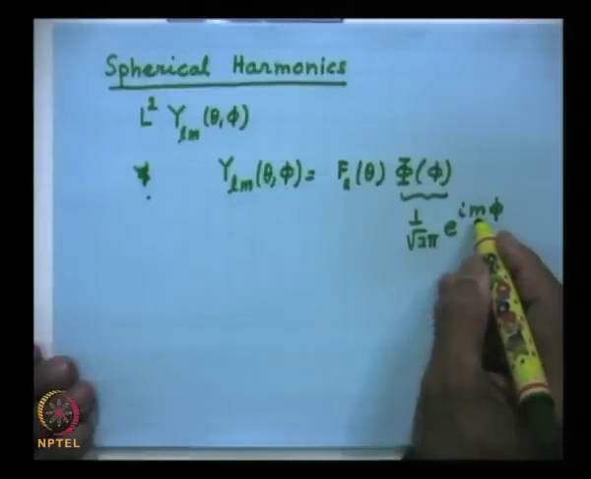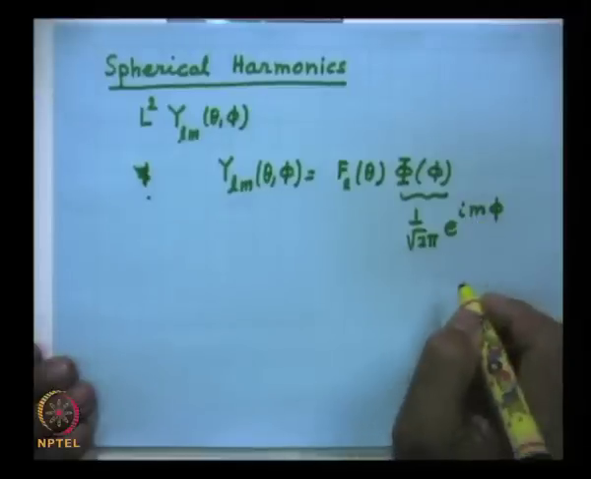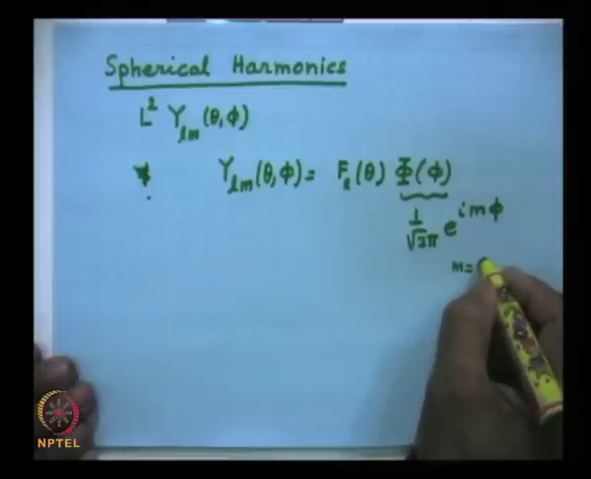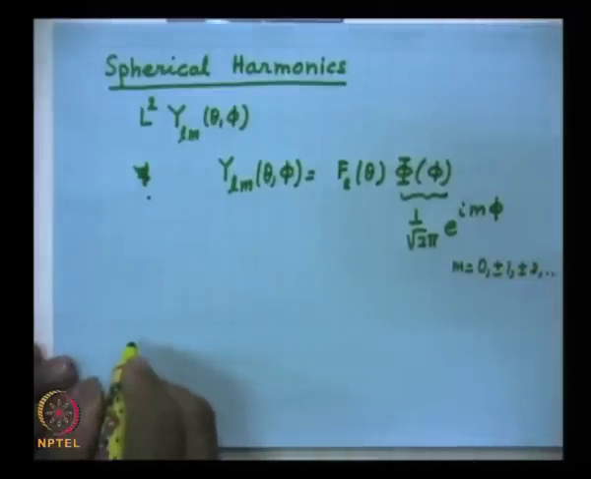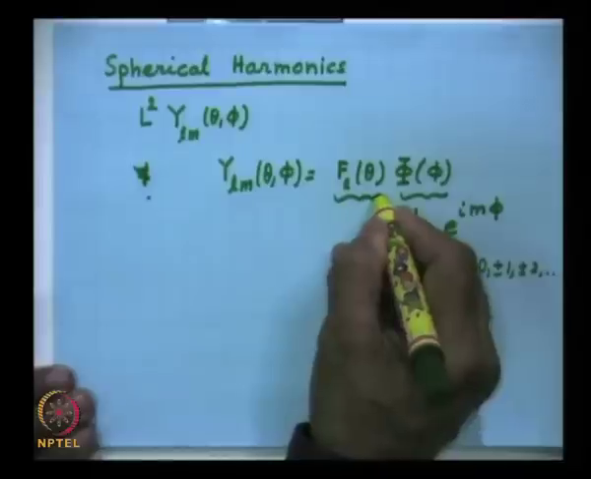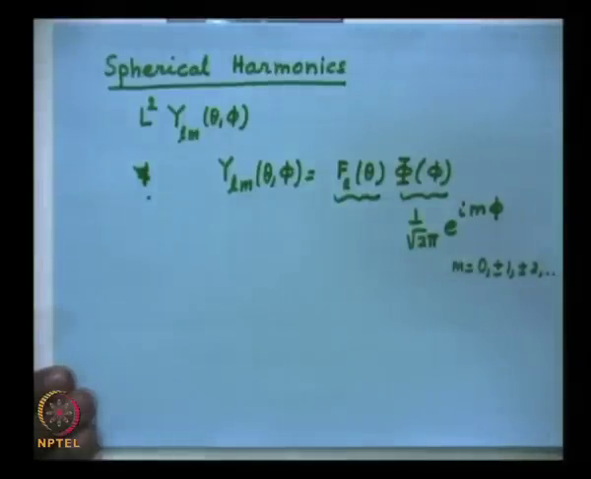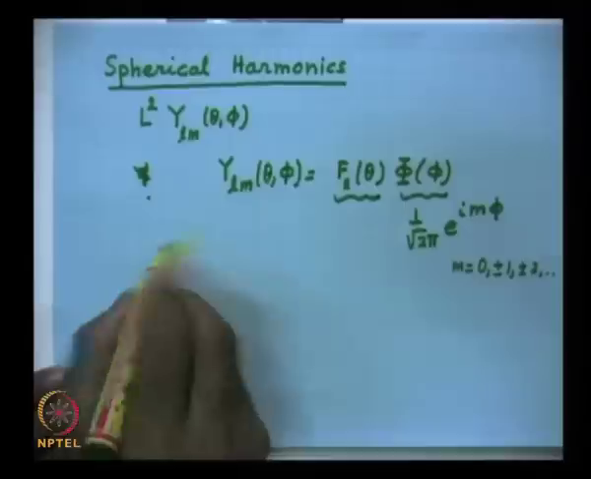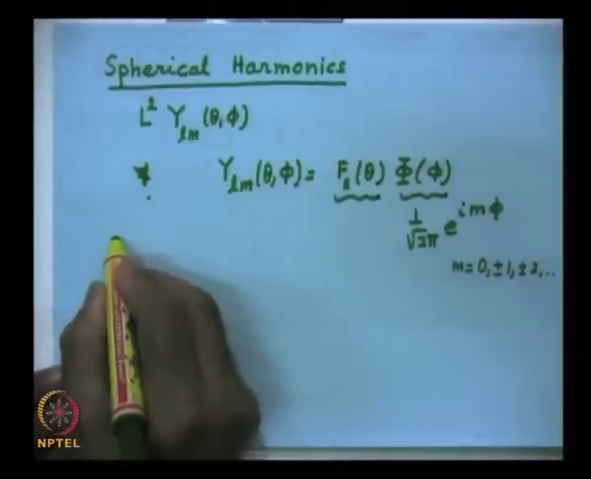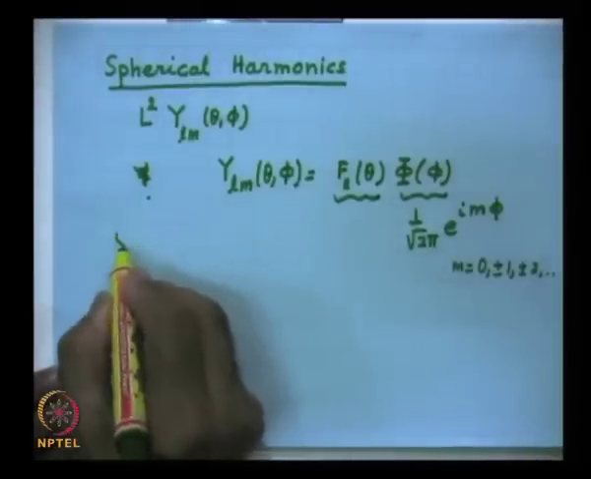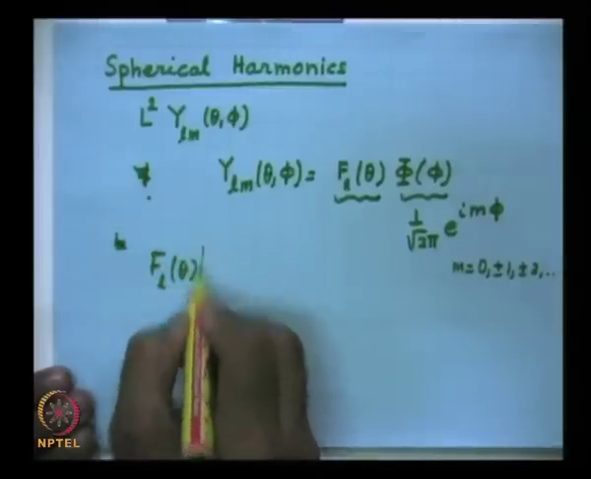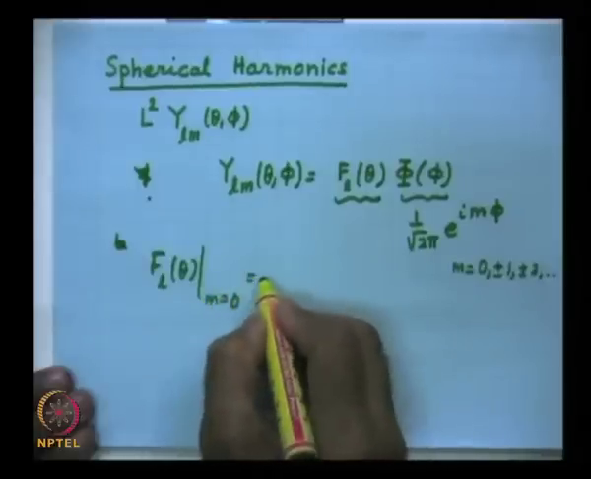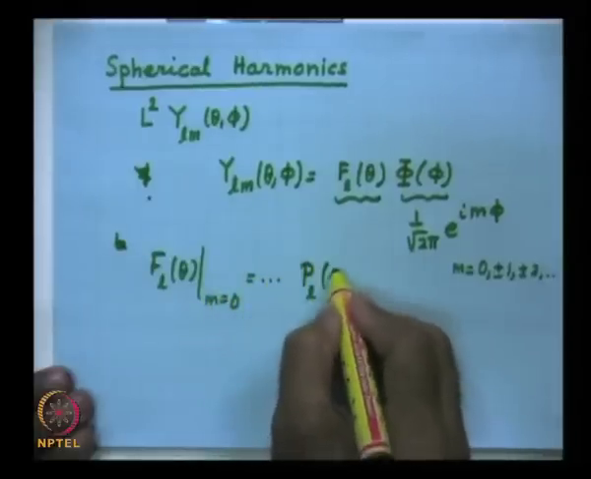And for the eigenfunction to be single valued, m can take the value 0, ±1, ±2, etc. We did not derive the expression for f_l(θ), but we did say that for m equal to 0, the function f_l(θ) was some multiple of P_l, the Legendre polynomials.